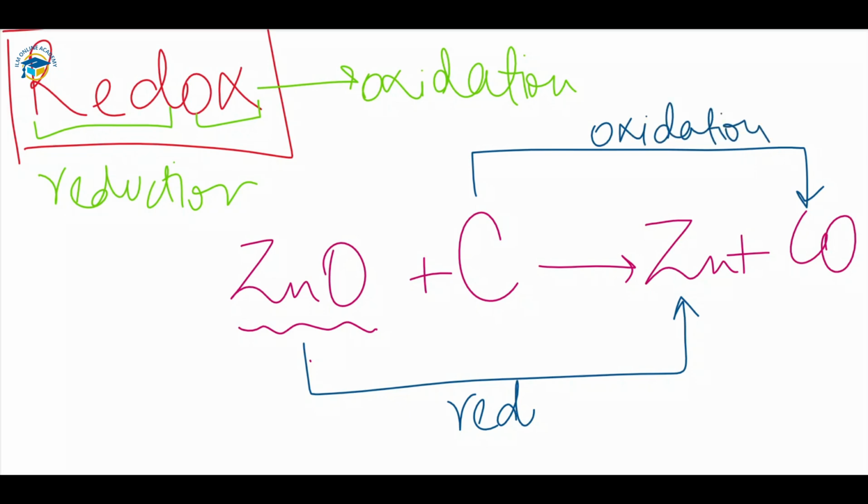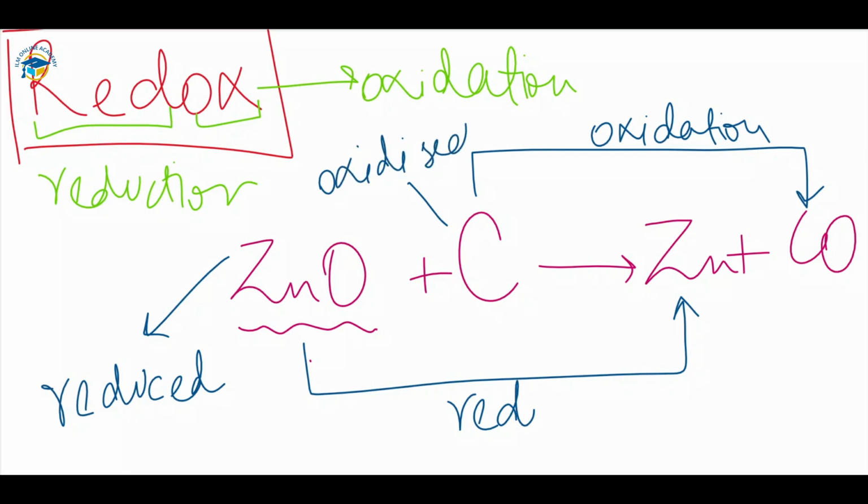So oxidation and reduction take place together during the same reaction. In this example, we have a redox reaction in which zinc oxide is reduced. We call that substance the reduced one, and carbon is called the oxidized one. You can say that carbon is oxidized. In this redox reaction, carbon is oxidized and zinc oxide is reduced to zinc metal.